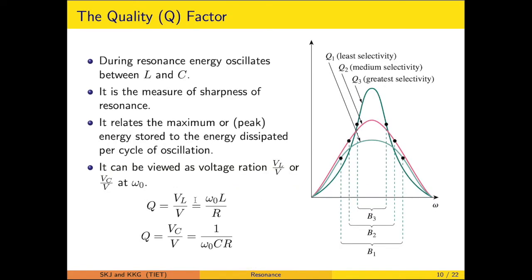Here is another term which we have to associate, that is quality factor. Quality factor is basically a measure of the sharpness of the resonance curve. At resonance, the energy keeps oscillating from the inductor to the capacitor or from the capacitor to the inductor. The fundamental definition is that the quality factor relates the maximum energy stored to the energy dissipated per cycle of oscillation.